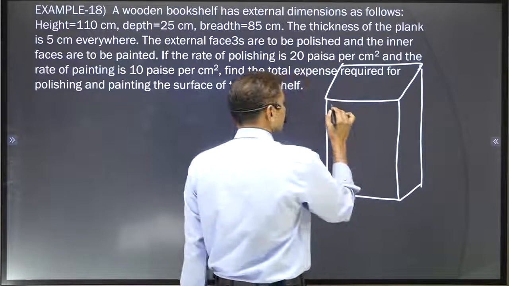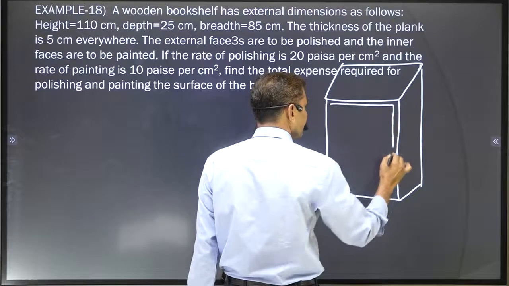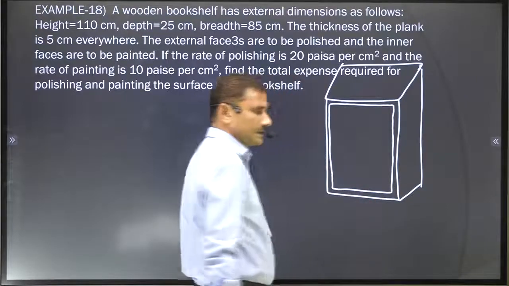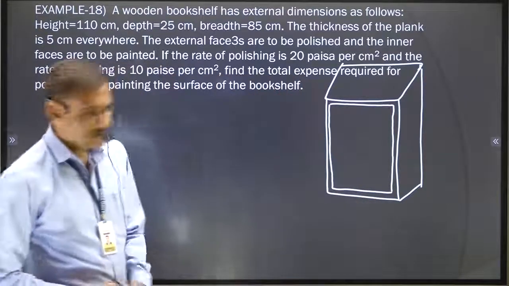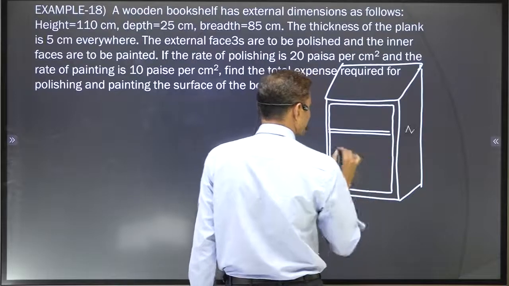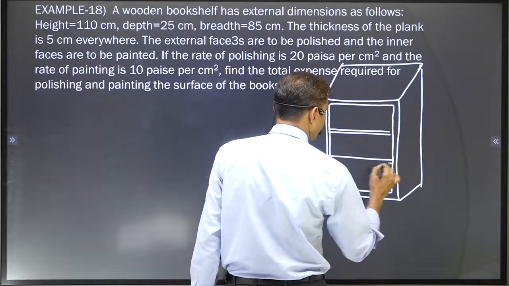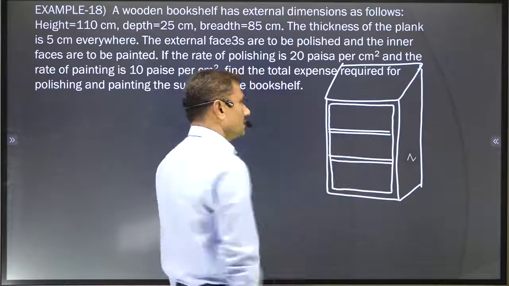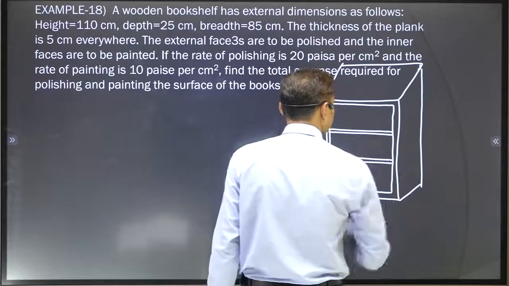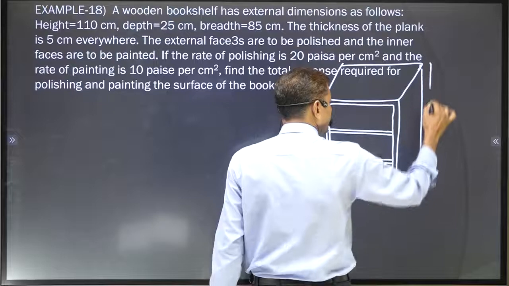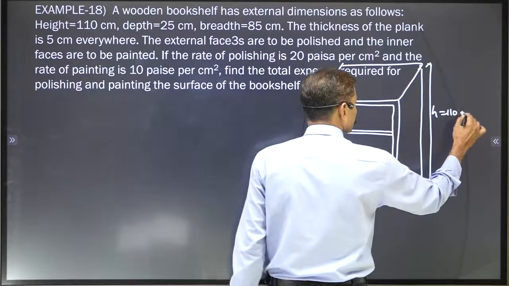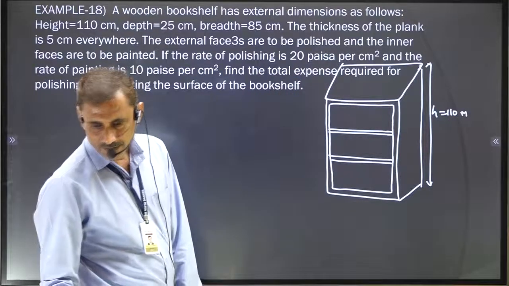Okay, now this is the part which is there only, and in between three parts are being made there, and they are equal. Just like one cupboard, so in total three cupboards of equal size. That is given. Now this is the height, and it is given 110 centimeter.